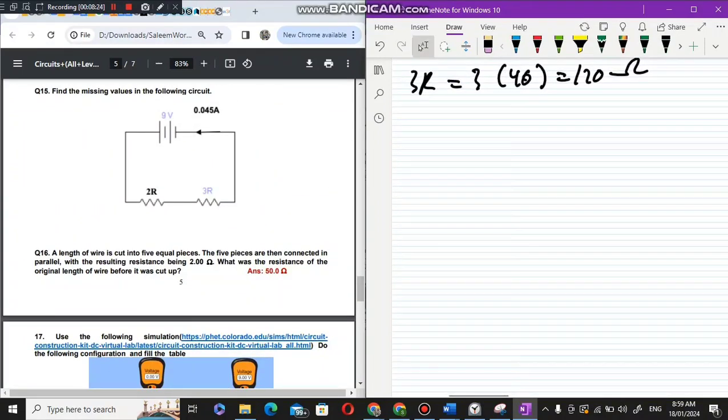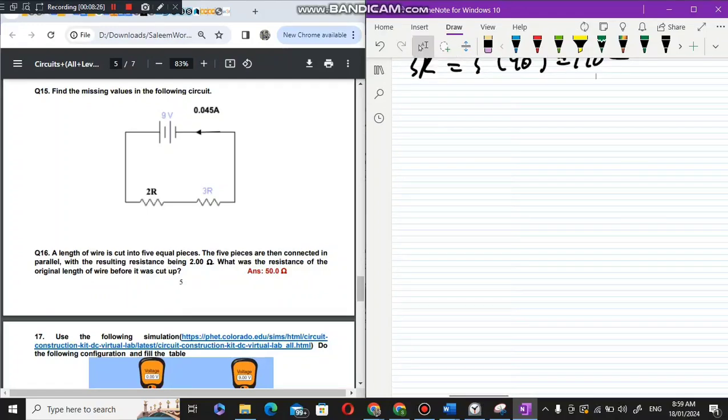Okay, so a length of wire is cut into 5 equal pieces. The pieces are then connected in parallel, with the resulting resistance being 2 ohms. What was the resistance of the original length of the wire before it was cut up? Now we have a specific thing that you need to know.